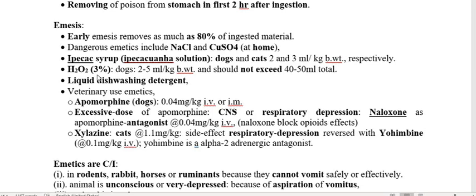Then if you do not find either ipecac, sodium chloride, or copper sulfate, then you can also use liquid dishwash detergent. This will also help to induce emesis or vomiting. So this may be one of the emetics that we use if there is unavailability of these treatment agents.